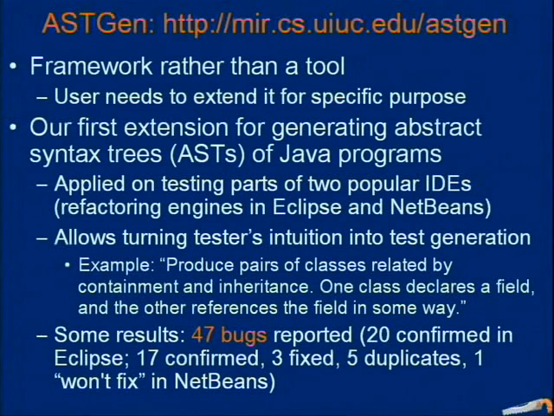And some of the results: we've used this tool to test Eclipse and NetBeans, and we've reported 47 bugs, which we believe to be new and unique. And they've confirmed 20 of them in Eclipse. And then in NetBeans, they've confirmed a number of them, fixed some of them, but then they've labeled some of them as duplicates, although we still think that they're not duplicates. It's a completely different question what testers think versus what developers think.